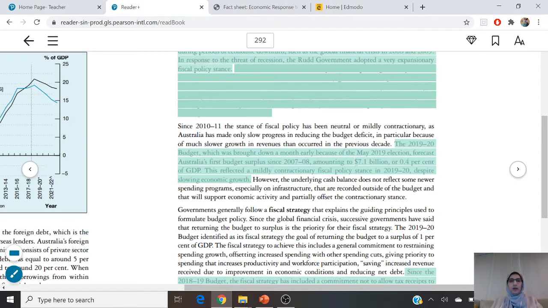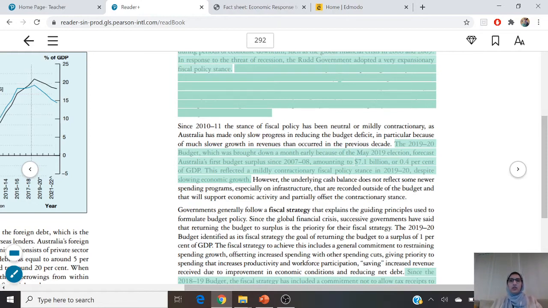Now, since 2010-2011, fiscal policy has been mildly contractionary, as we discussed. The last time fiscal policy was as expansionary as it is in 2020 was probably in the recession in the 1990s. But then again, closest to that was during the GFC, because we almost hit a recession and the government did whatever they could to spend on people. So that was 6% of GDP that they actually spent on people.